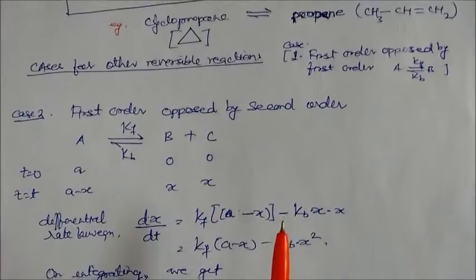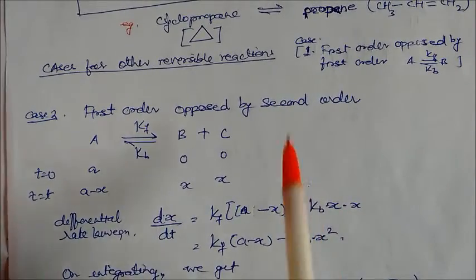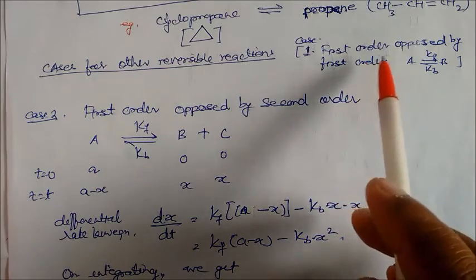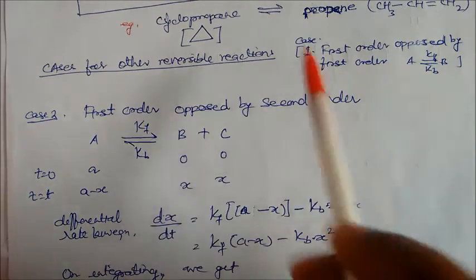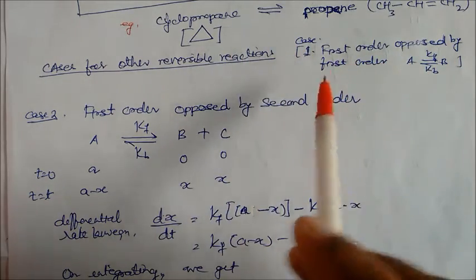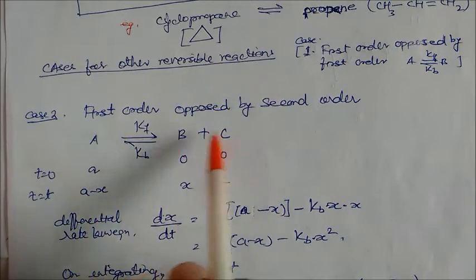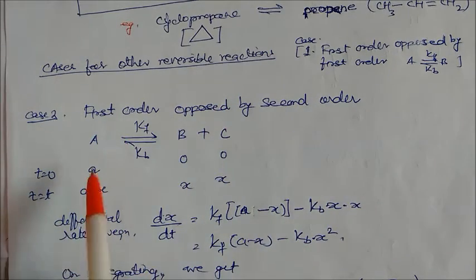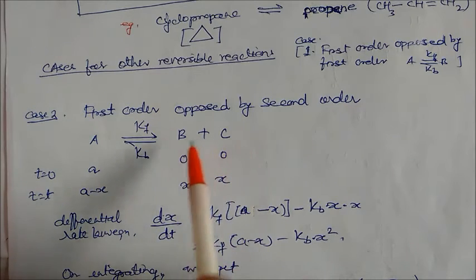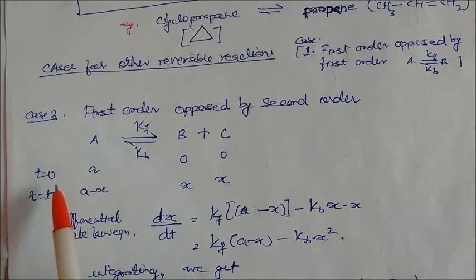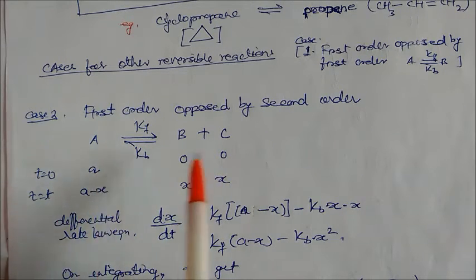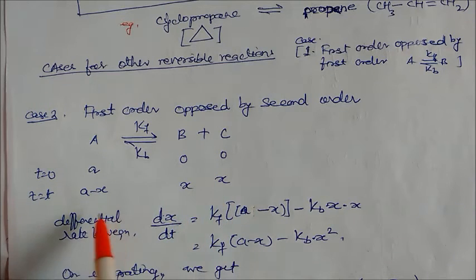Now we'll see different cases for the reversible reaction. First case, first order opposed by first order, that we have seen. Now case 2, first order opposed by second order. Second order means A is converted to B plus C. So this is the Kf, this is Kb, initially this is the concentration of A, this is 0, 0, and this will be x, x, this is a minus x.